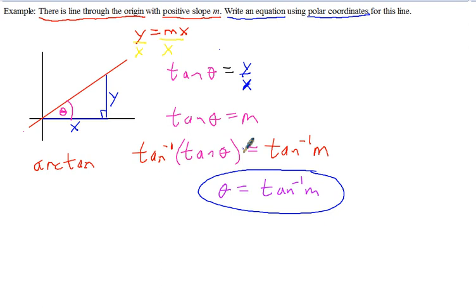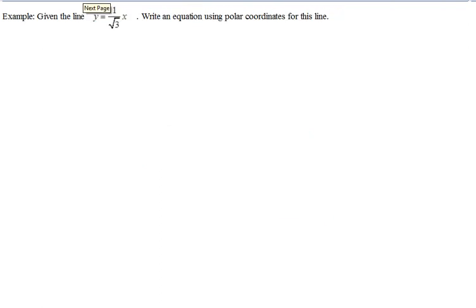All right, let's look at a more specific example now with a specific slope. So this time we've got the line y equals 1 over root 3 x. Write an equation using polar coordinates for this line. So this time we can tell that the slope is exactly 1 over square root of 3. Notice again it goes through the origin because the y-intercept is 0. So this time, we think about our triangle here.